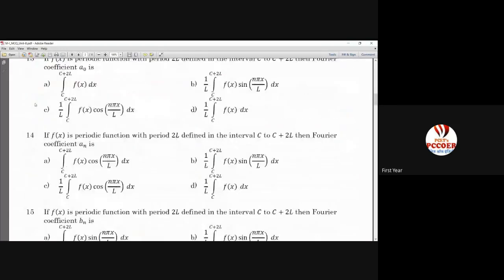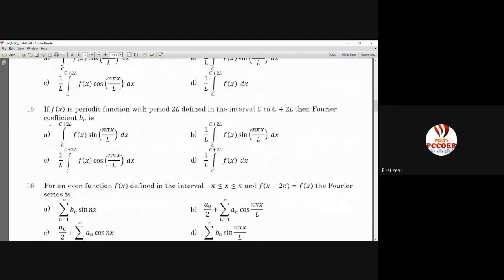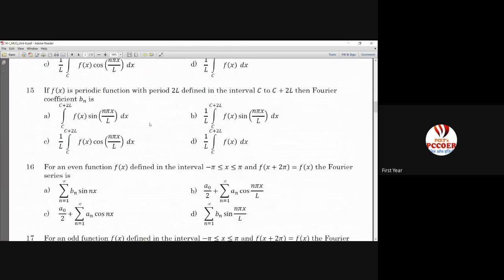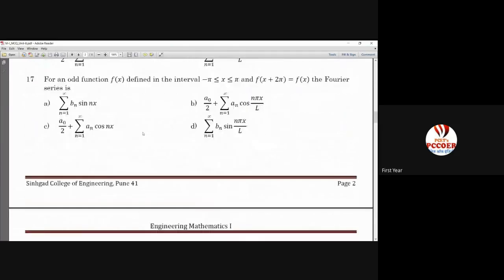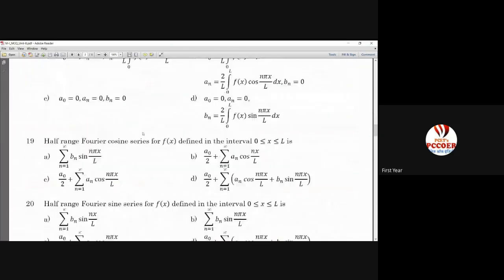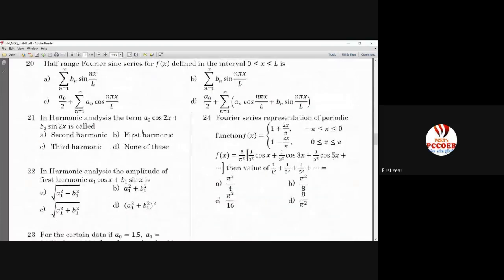Ahead, we'll go for f of x is a periodic function. These are all formulas that we have done earlier also. Something different that we can do.